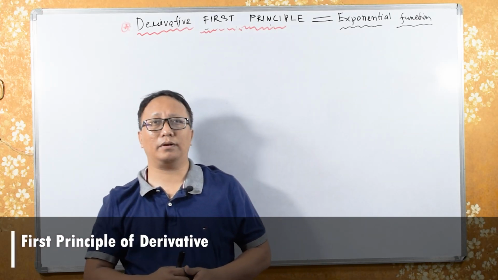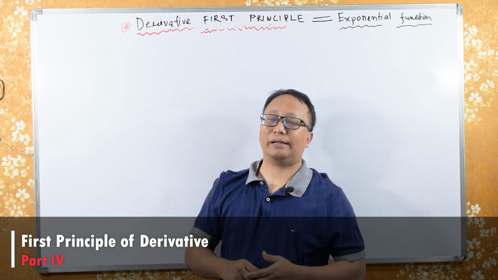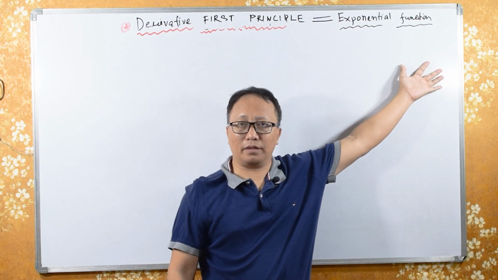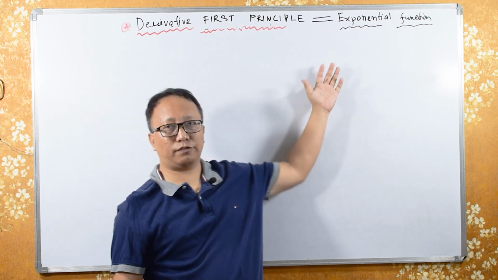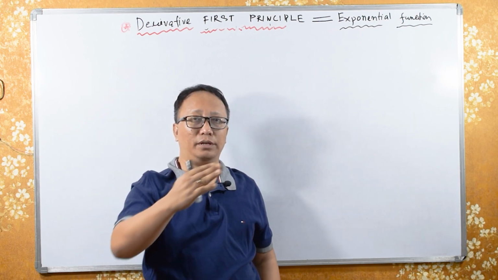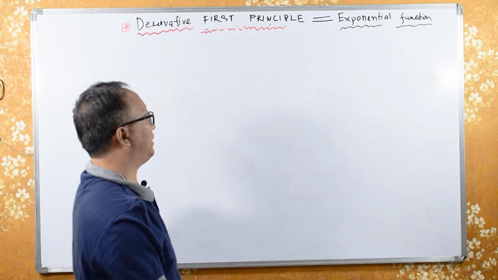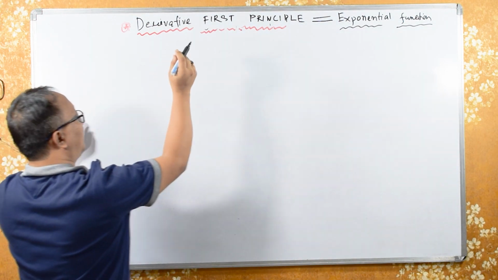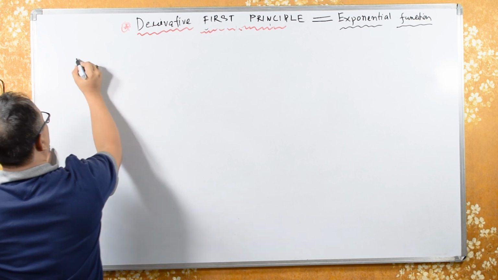Today I will be speaking about the first principle of derivative for exponential functions. Okay. Now let's solve from an easy one. After that we'll pick up the difficulty levels of the derivative. Okay. Exponential functions. Let's take the first example.